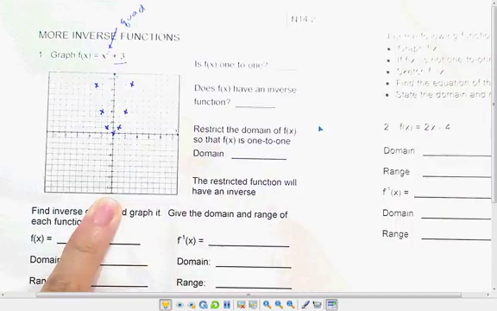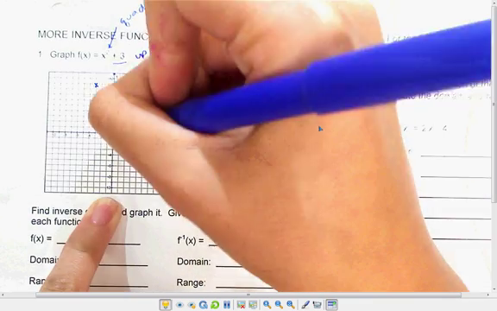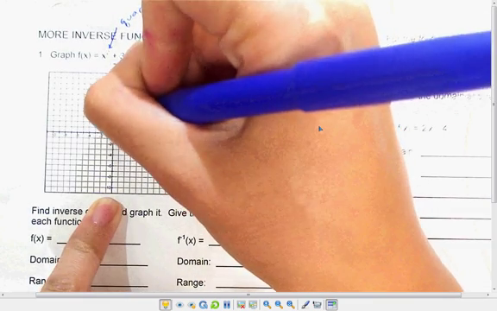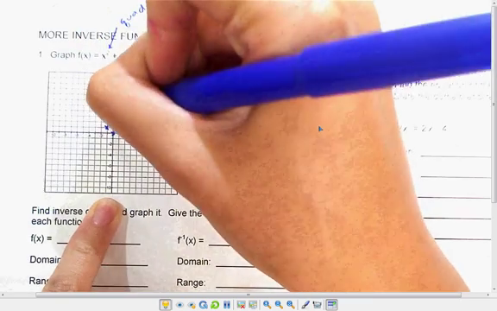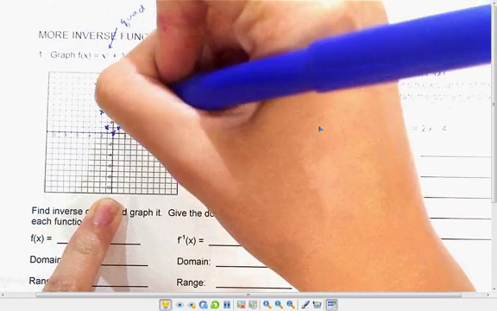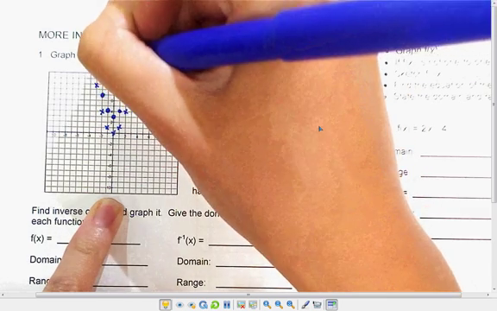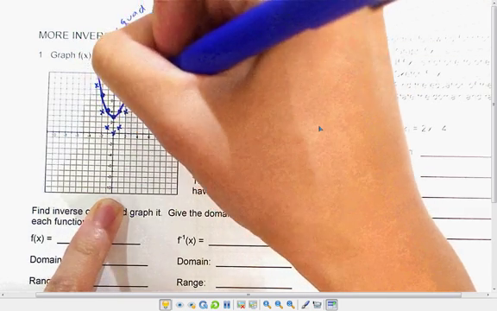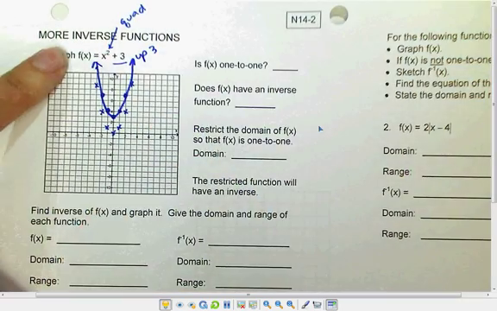This plus 3 is outside the squared, so this means you're moving up 3. So all my points are shifted up 3. And this one goes off the graph. I'm going to connect my points. So this is f of x.